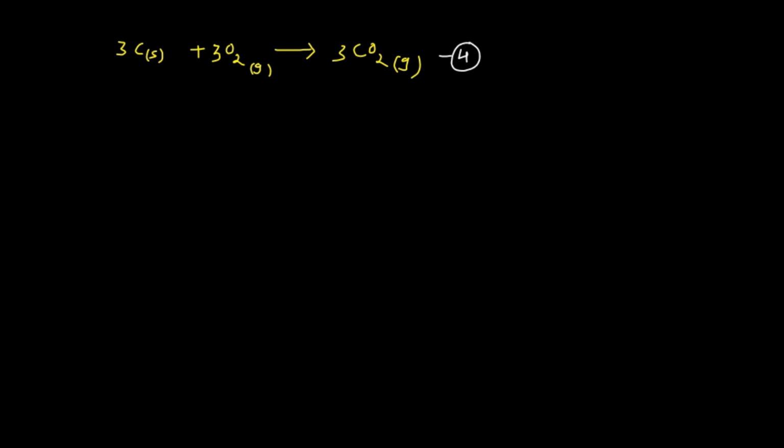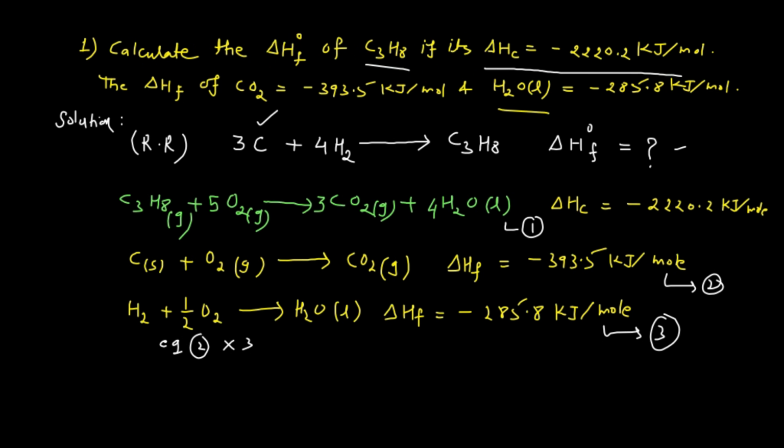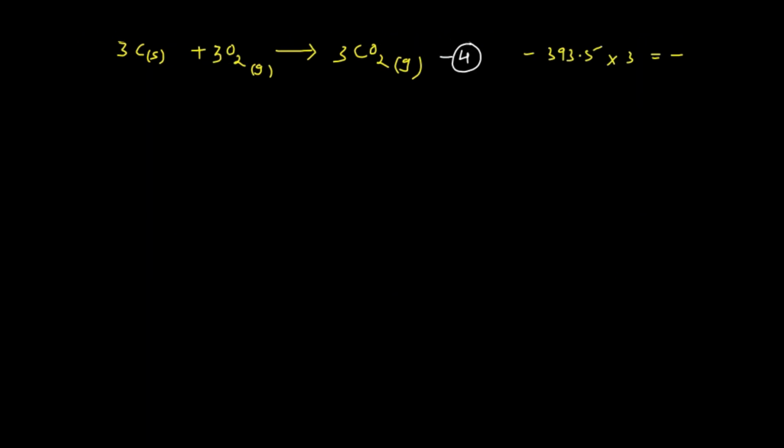If I go back, I can check the data. For this particular reaction, the value is negative 393.5. So you need to multiply this value by 3, because you have multiplied the entire equation by 3, so its value will also be multiplied by 3. For this reaction, you can write negative 1180.5 kilojoule. It is not per mole, because you are now using 3 moles. This is how you can get your 3 carbons.